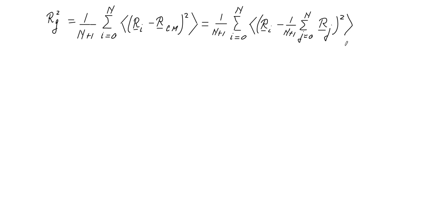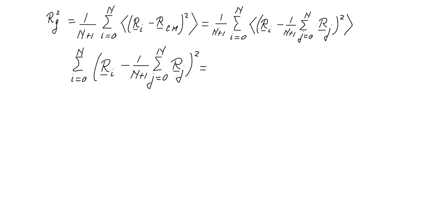And the next step is to work out the term in parentheses with a square, and the sum over i is 0, so not yet taking this expectation value into account. So this is the expression that I'm going to consider, the sum over i, and then we have here the term in parentheses with the square. And if I work out the square, I obtain the following. First, I have a sum over i from 0 to n, and then a sum over the ri squared. Then I have minus 2 divided by n plus 1.